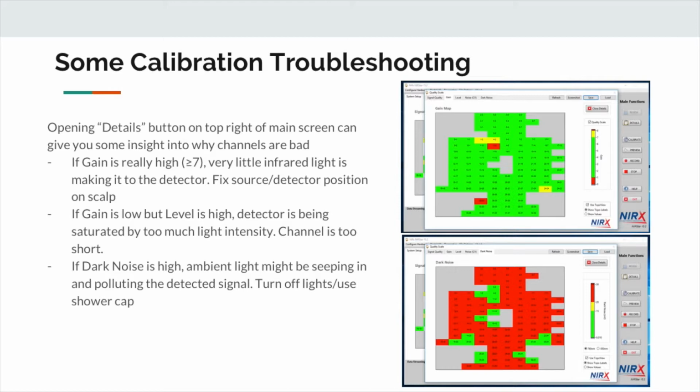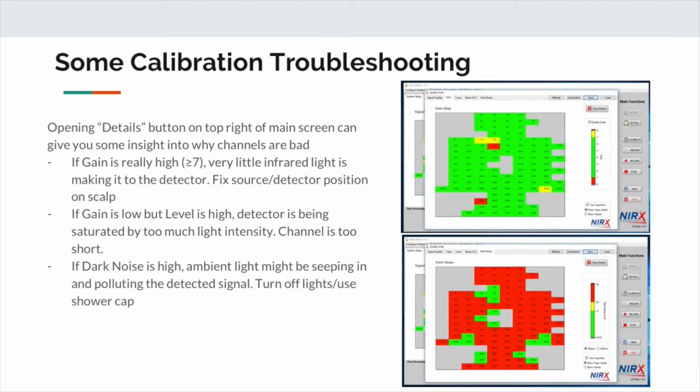If the gain is pretty low, but in the level tab the signal level is high, that means the detector is getting oversaturated with too much signal. That would probably be because the channel is too short. You're really not going to experience that very often unless you just set up your capping incorrectly, but it's something to be aware of.